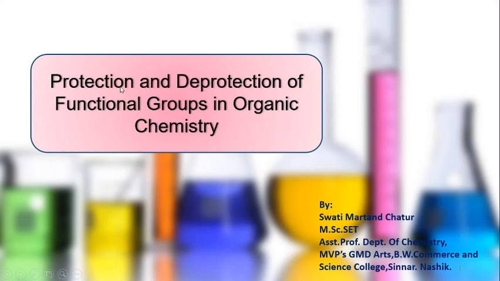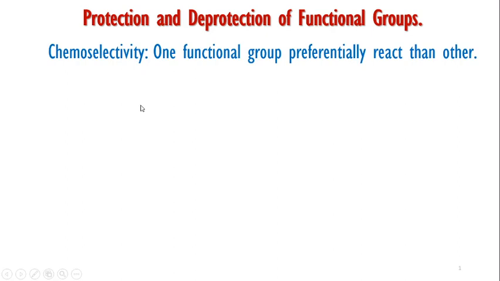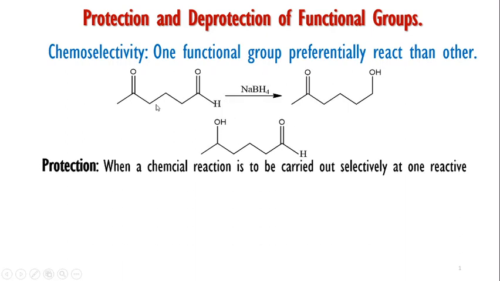That means when one functional group is protected, that is the more reactive functional group, then the reaction will easily be carried out over the less reactive functional group. That is called chemoselectivity. That means the reactant contains two or more functional groups, and at that time one functional group preferentially reacts over the other. Here we have one example in which there are two functional groups and it is reacted with the mild reducing reagent NaBH4, then we get this product.